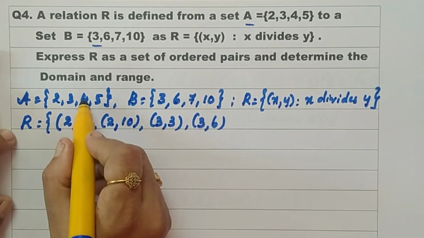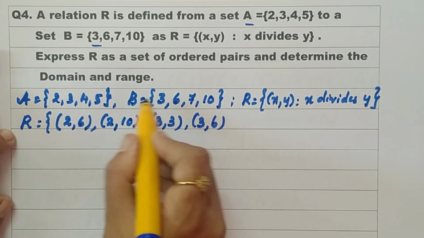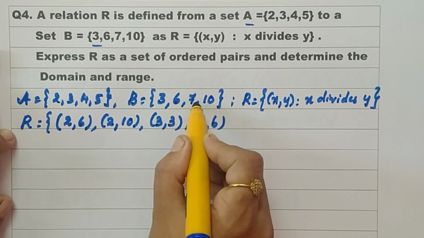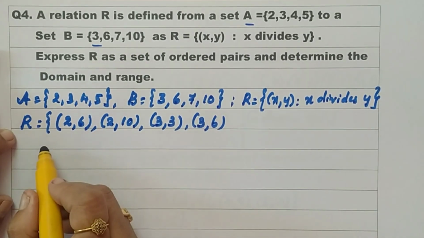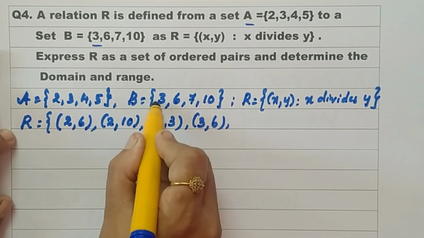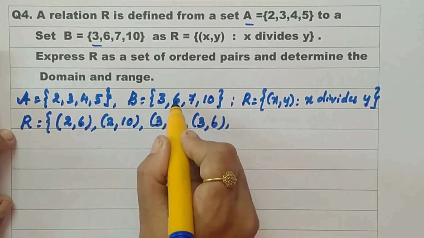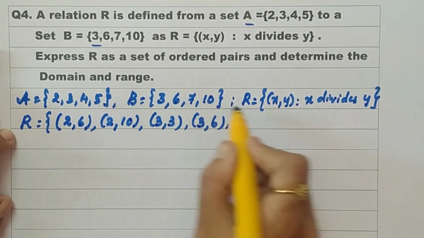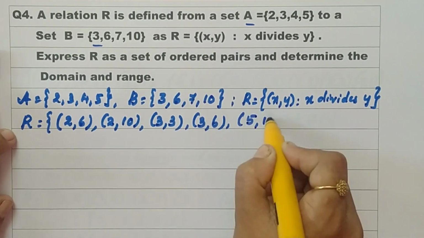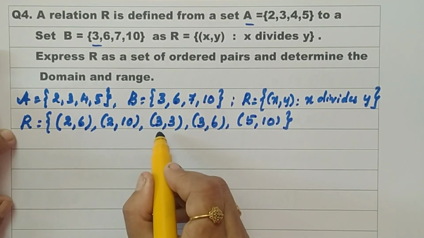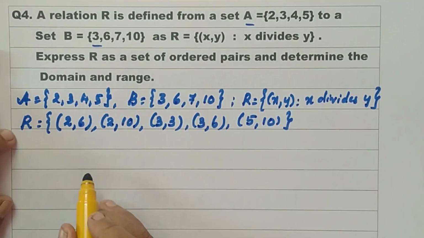Next element 4. 4 divides 3, not possible. 4 divides 6, not possible. 4 divides 7 also impossible. 4 divides 10 also impossible. Divide means completely divisible. Now come with the next element 5. 5 divides 3, impossible. 5 divides 6, impossible. 5 divides 7 also impossible. But 5 divides 10 is possible. So the members in this relation are (2, 6), (2, 10), (3, 3), (3, 6), (5, 10).